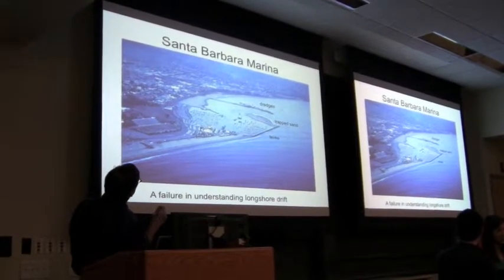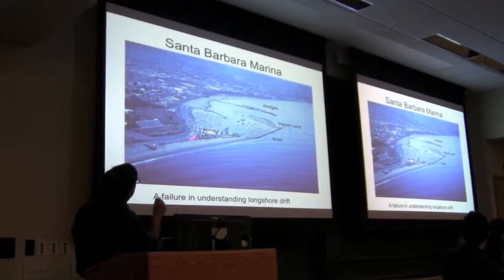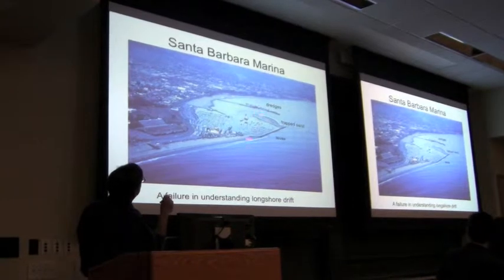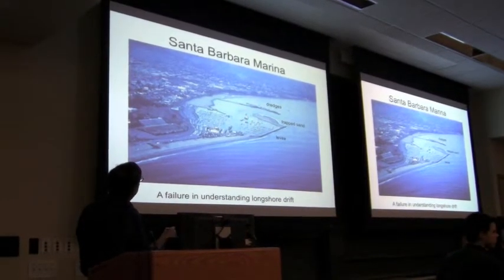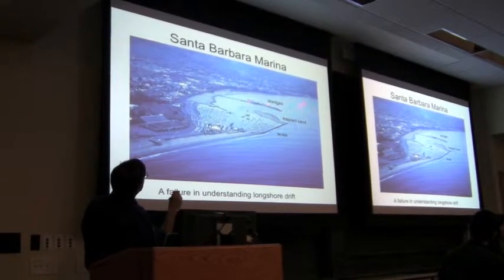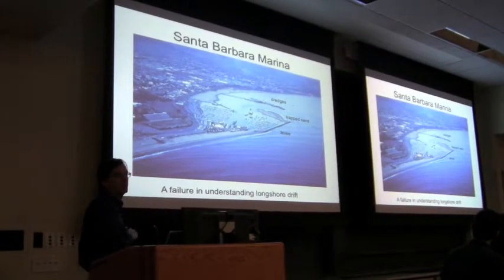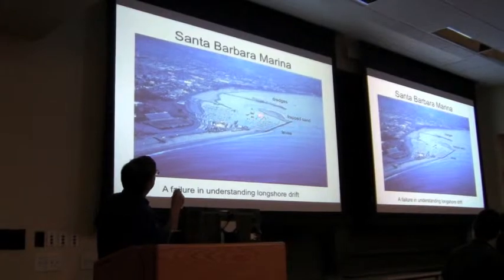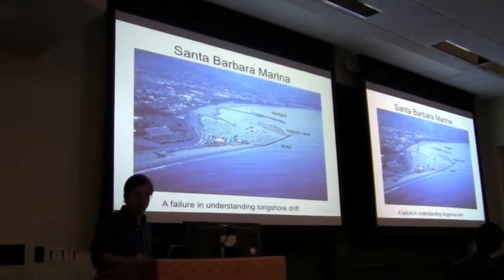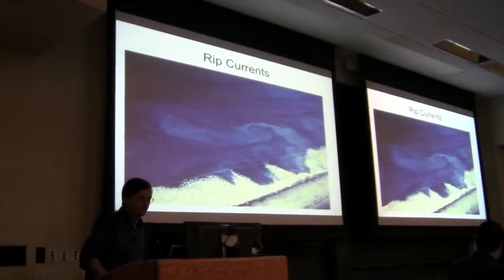Here's the Santa Barbara Marina. So obviously they wanted to put a marina here. They put some levees and all this sort of thing to protect the vessels. But they end up trapping the sand on the outside, and so you end up needing to continually dredge the marina because the longshore drift just keeps bringing in the sand to fill in the harbor.